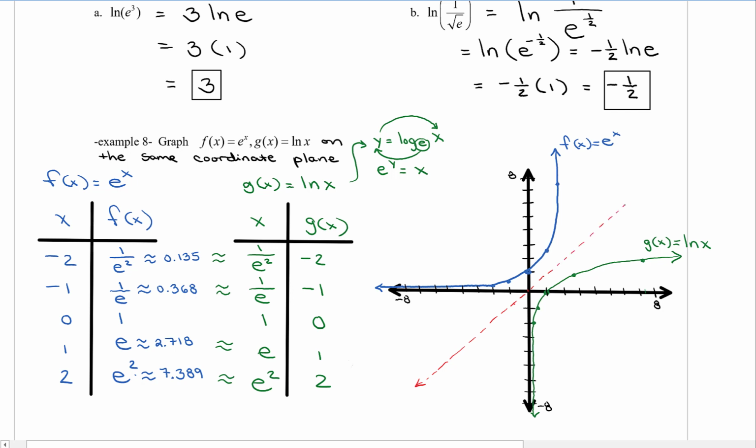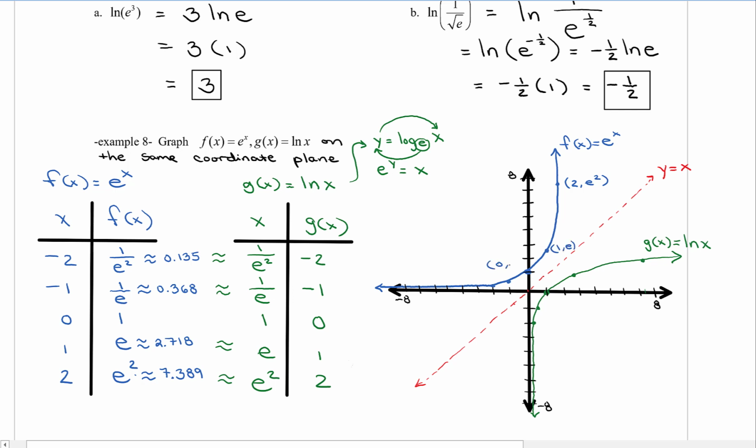So I am drawing the line y equal to x here on the graph as a dashed red line, and I am labeling that line with the equation y equal to x. Now, I was not asked to do this in example 8. I was just asked to graph f of x equals e raised to the x power and g of x equals the natural log of x, but I chose to graph this line so that you could see that these two functions are actually inverses of each other.